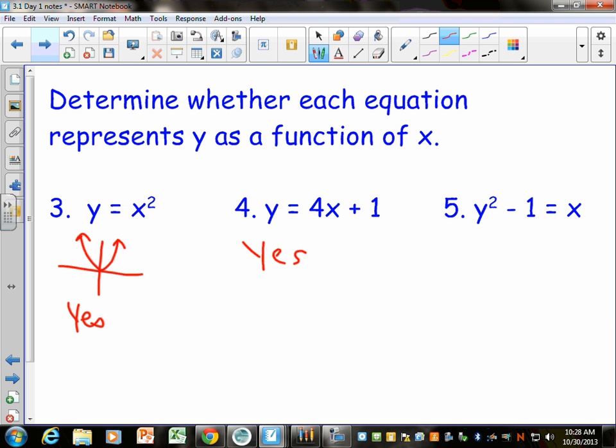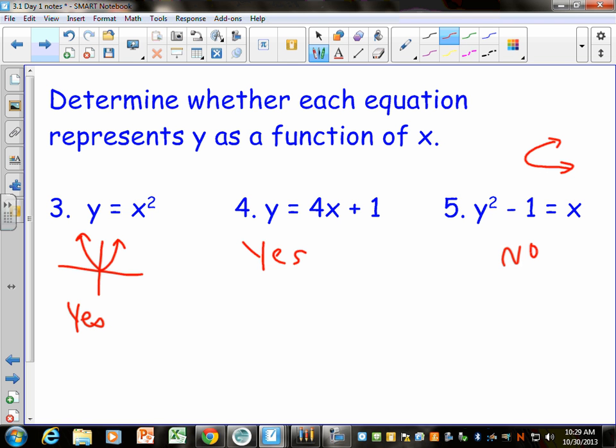What about this one? y squared minus 1 equals x. If you have y squared in your problem, what is that graph going to look like? Yeah, y squared, we graphed that a couple of days ago. x equals y squared. That's a parabola on its side. So if you have a y squared in your problem, to me that's a big hint that there's a problem, because that's going to look like this when you graph it in some way or the other.